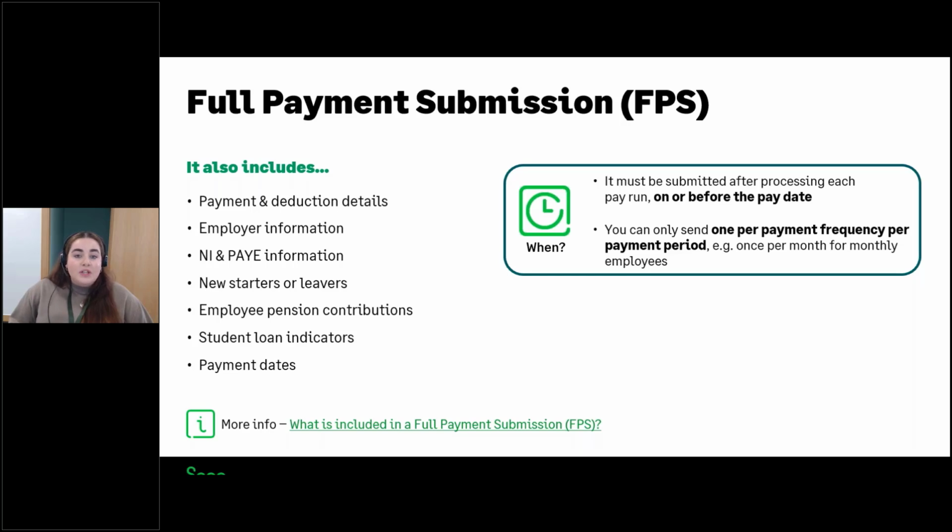And it is important to mention you only need to send one FPS per payment frequency and per payment period. For example, once per month or once per week or fortnight, whatever your payment frequency is. But if you run a payroll where you've got monthly and weekly staff, for example, you would send one FPS, including all of your monthly employees when you process them. Then each week when you process your weekly staff, you would send an FPS, including all those weekly employees each week.